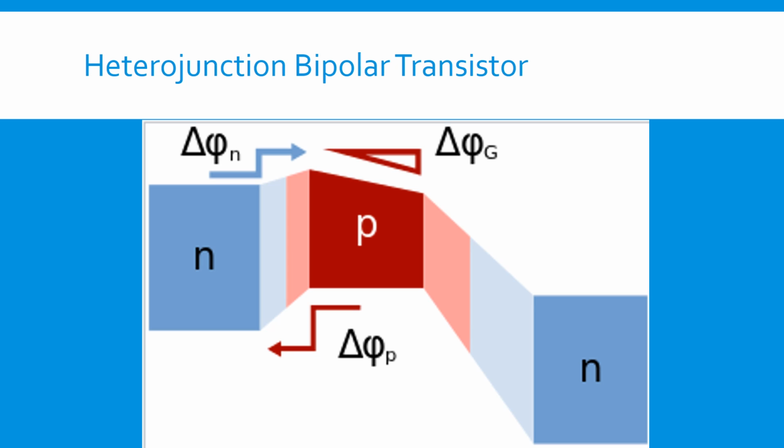This figure shows that the difference in band gap creates a barrier that prevents holes from injecting backward from the base into the emitter. Two commonly used heterojunction bipolar transistors are silicon germanium and aluminum gallium arsenide.